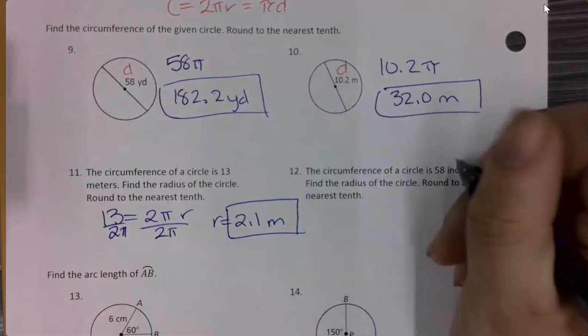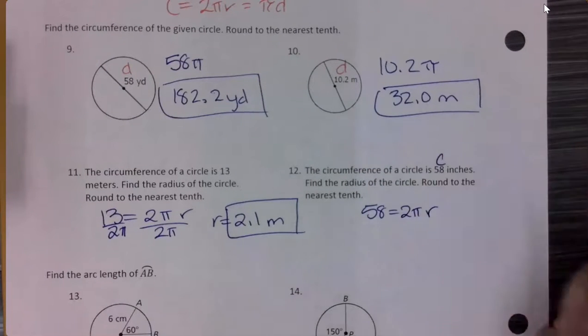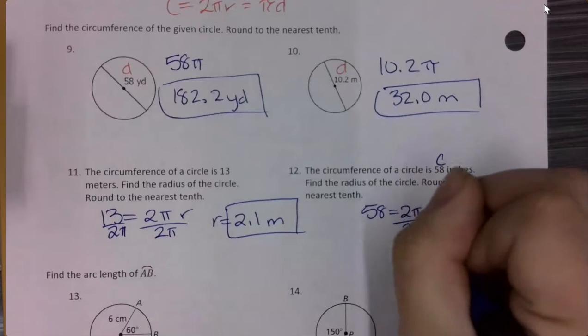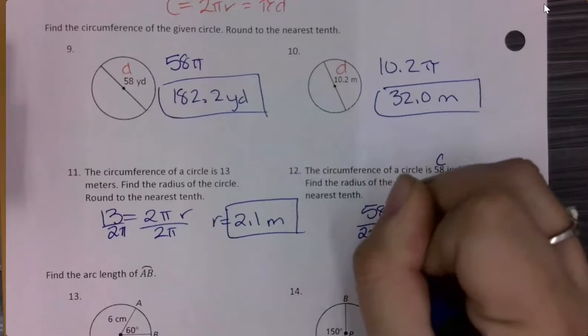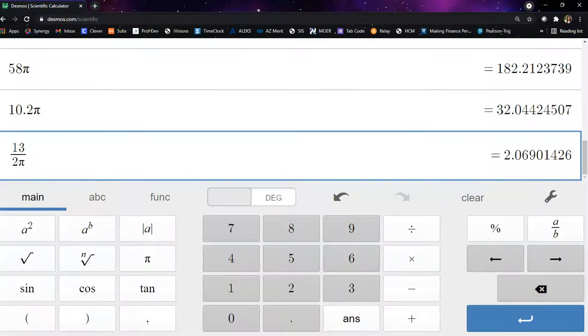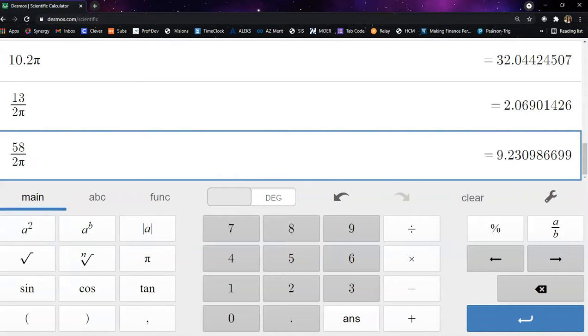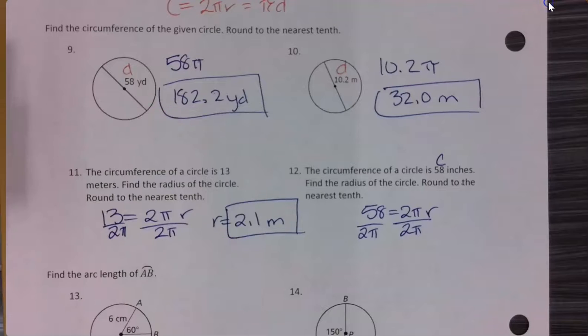So same thing over here. This is my circumference. I'm going to have 58 equals 2 pi r. I want to get r alone, so I'm going to divide by 2 pi on both sides. I can go back to decimals. Oops. So I'm going to have 58 divided by 2 pi, which gets me 9.2.